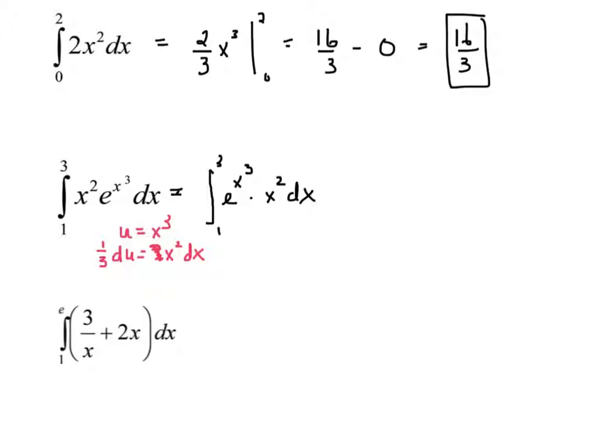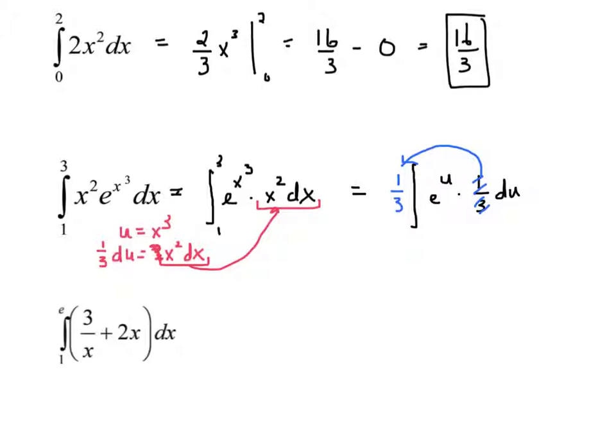I have 1/3 du is equal to x squared dx. Well, that's exactly what I have right here. So I can replace x squared dx with its equivalent, which is 1/3 du. So let me do that. I'm going to have the integral of e to the u multiplied by 1/3 du. I'm going to bring that 1/3 out front, because it's just a constant multiplier. So now I just have 1/3 times the integral of e to the u du, which is pretty easy.